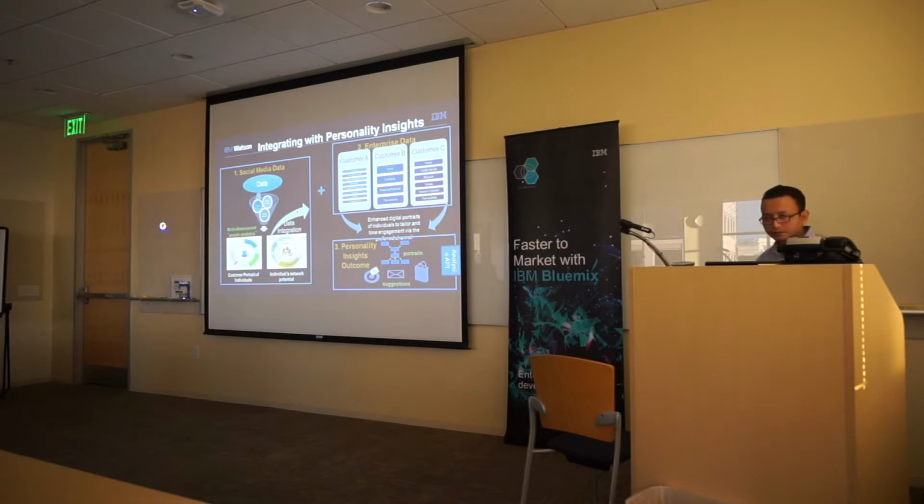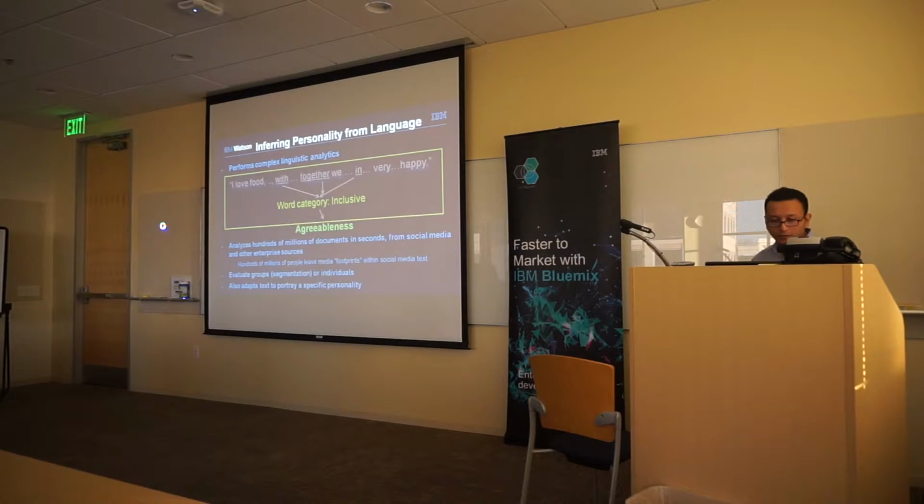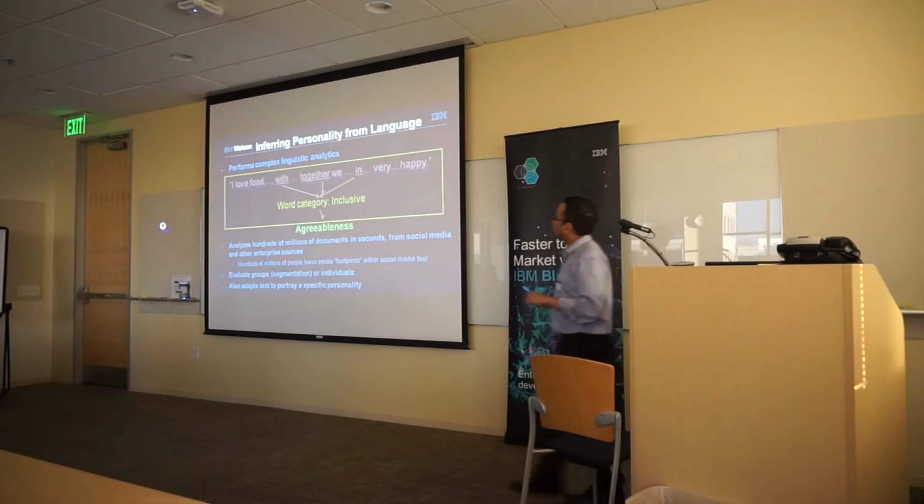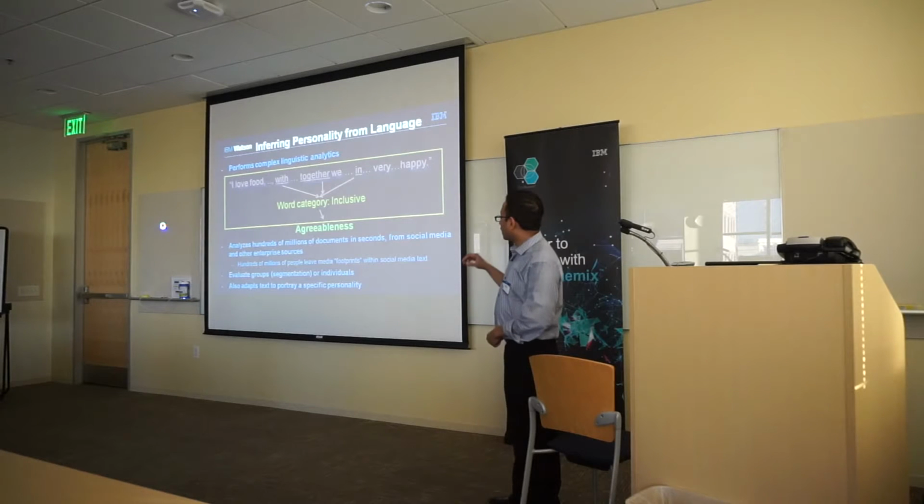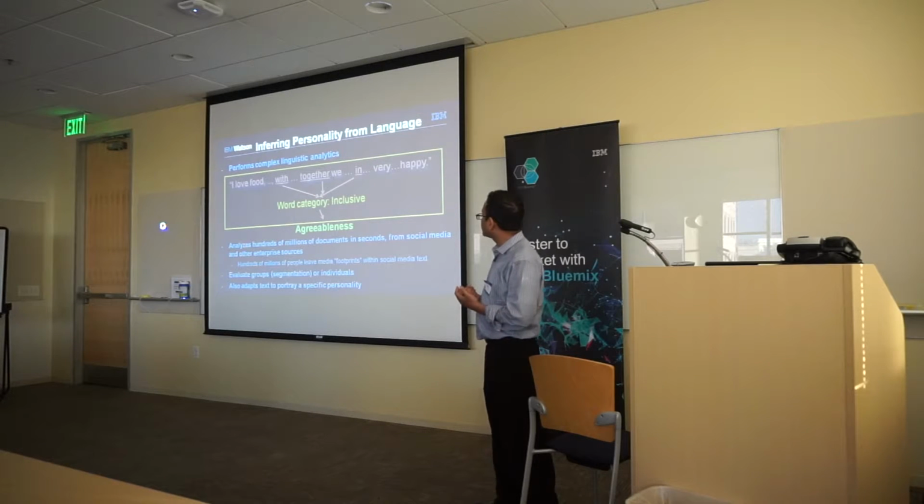I will skip through this slide because we have integrated Personality Insights with different kinds of solutions, like enterprise scenarios where we have enterprise data and social media data, we do some form of matching, and then we build a personality model and use that model for recommendation. When talking about linguistic analysis, let's say we have this text, we do a lot of pre-processing, and currently we do matching with different word categories. It analyzes hundreds of millions of documents, so it's pretty fast.